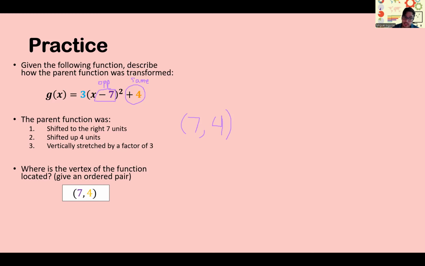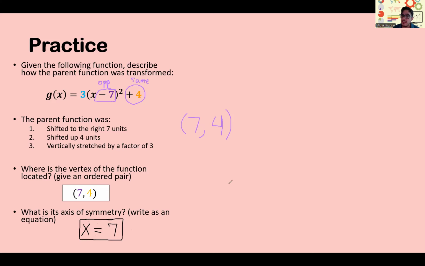And so the questions in Alex are going to say, what's the vertex? And then once you put that in, the next question is going to be, well, what's the axis of symmetry? Write it as an equation. So can you tell me what the axis of symmetry is? I'll help you out. x is equal to what? 7. That's it. x is equal to 7 is the axis of symmetry because it's the first coordinate, or the x value, of the vertex.